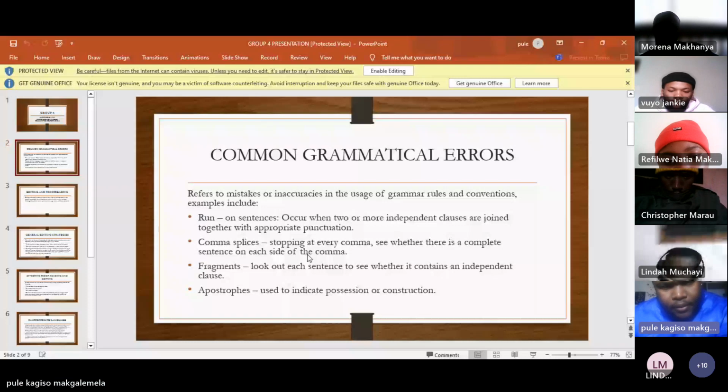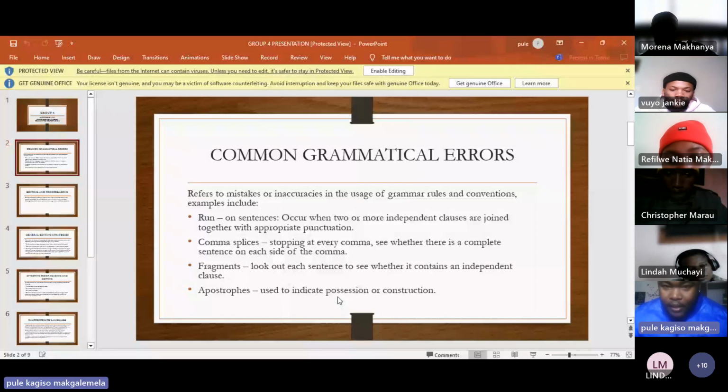On run-on sentences, this occurs when two or more independent clauses are joined together without appropriate punctuation. Comma splice is stopping at every comma to see whether there is a complete sentence on each side of the comma. On fragments, you look at each sentence to see whether it contains an independent clause. On apostrophes, they are used to indicate possession or contraction.